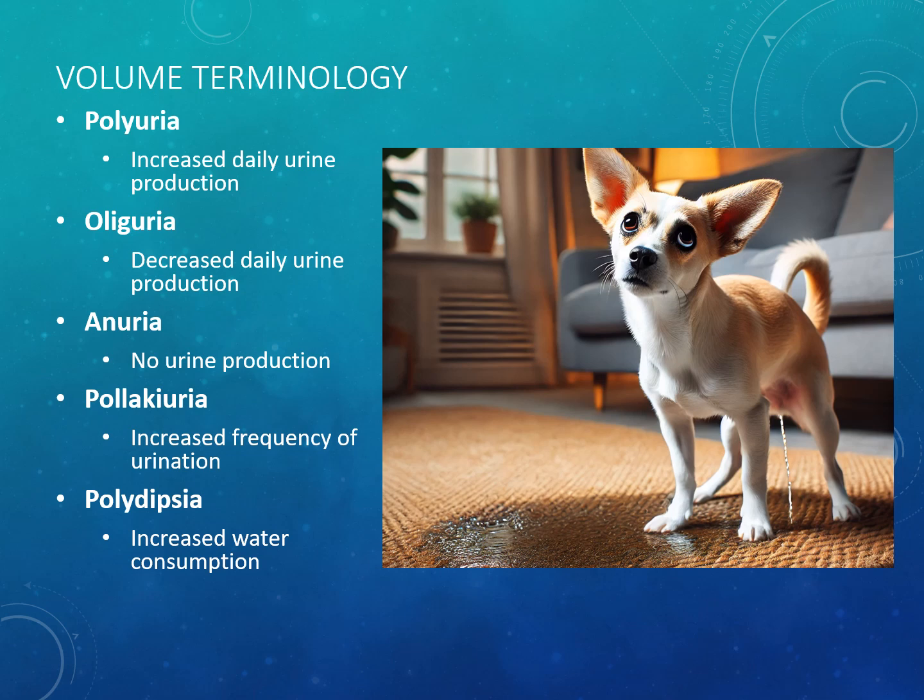Pollakiuria is increased frequency of urination. So we're peeing more often. And this is usually associated with things like stones in the bladder, an irritated bladder, or urinary tract infections.